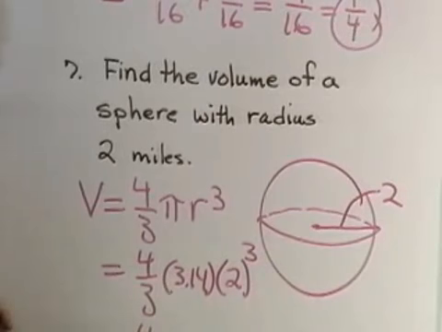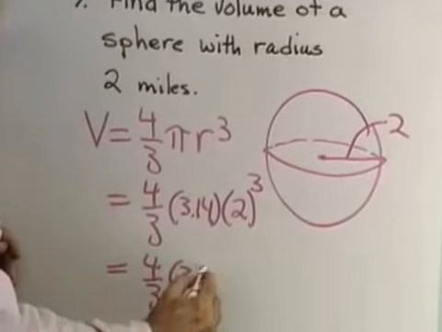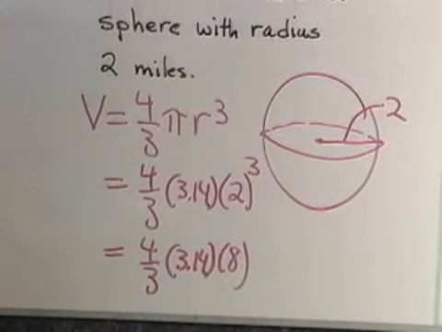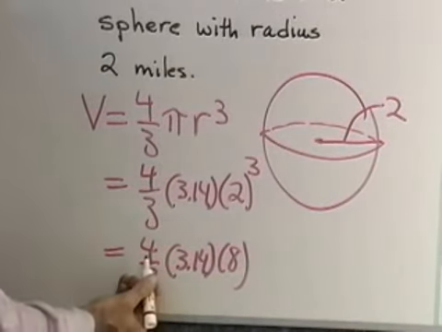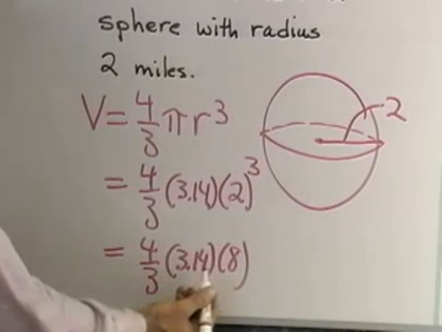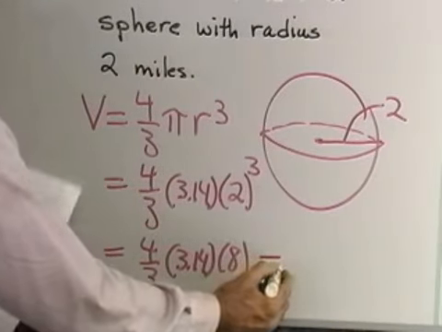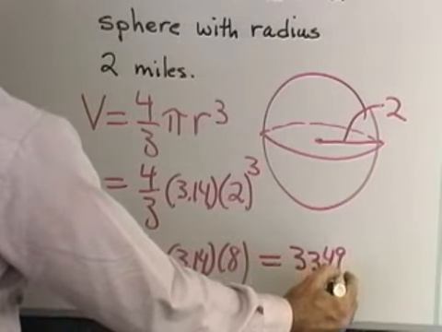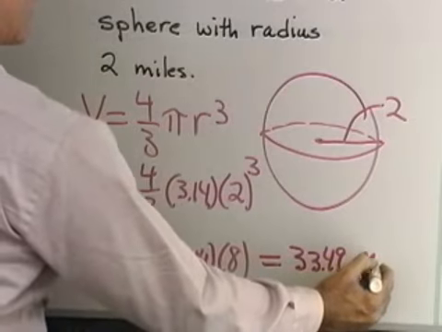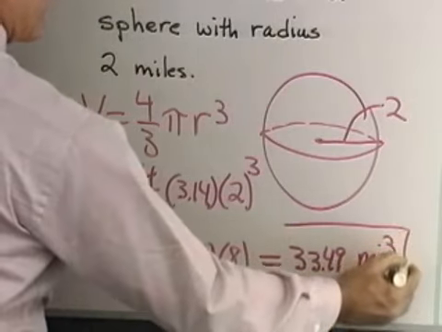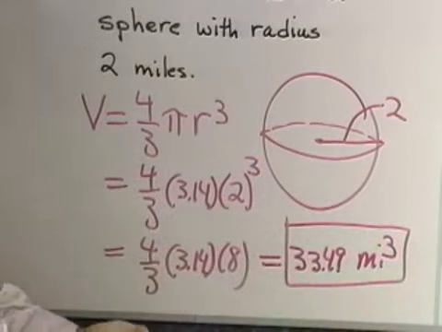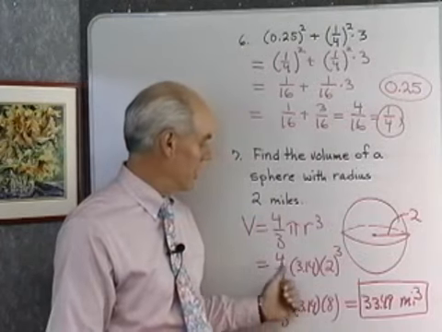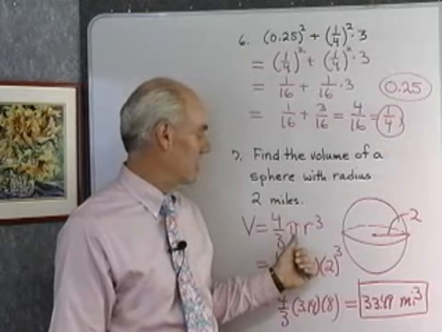So 4/3 times 3.14 times 8. And if I do this arithmetic right here, multiply 4 times this times 8, divide what I get by 3, I end up with, let's see, 33.49 cubic miles. So I won't actually do that arithmetic right there. I just wanted to use the formula and get it down to this point right here so that you could see it's a formula that involves both a fraction and a decimal.